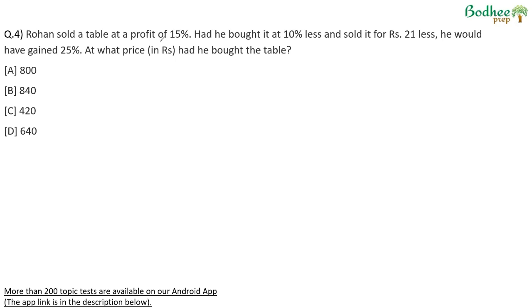Rohan sold a table at a profit of 15%. Had he sold it for 10% less, and had he bought it for 10% less, sold it for 21 rupees less, he would have gained 25%. At what price had he bought the table? Suppose the cost price was 100x initially. There was a profit of 15%. So the selling price would be 115x, increasing 100 by 15.